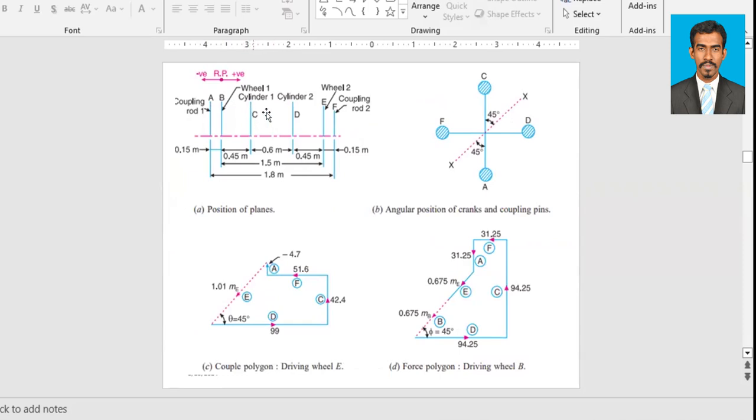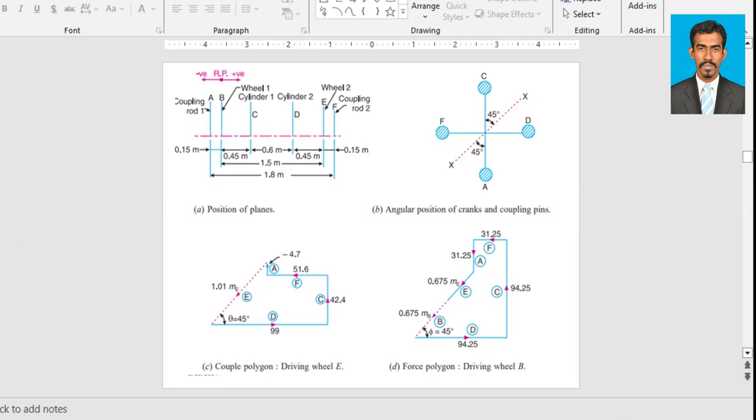We know the distance between the cylinders is 0.6 meter, that is CD equal to 0.6 meter. Then the distance between the wheels is 1.5 meter, right? So the wheels, wheel 1, wheel 2, that is BE, equal to 1.5 meter. Then the distance between the coupling rods is 1.8 meter, so AF is 1.8 meter.